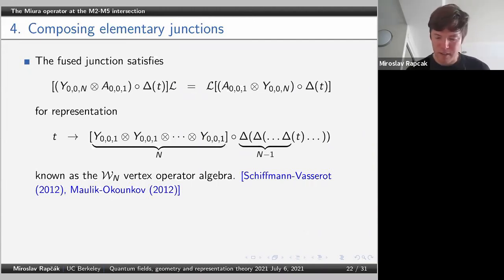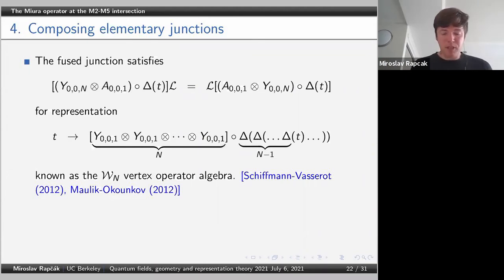So what you're supposed to do in order to get the T20 and T0n in this representation Y00n, one first uses the coproduct n-1 times, which gives you an element inside the tensor product of n copies of the universal algebra Y. And then you map each of them by the elementary representation Y00N. As a result, you're going to get an element in the tensor product of N001 elementary representations. And this is yet another construction of the WN algebra.